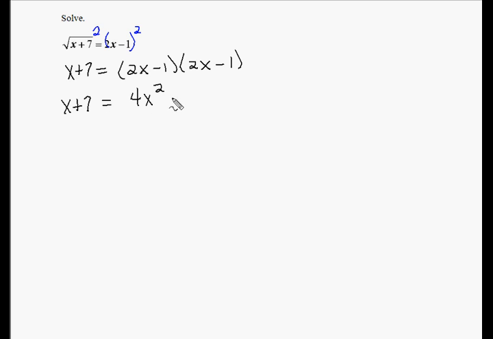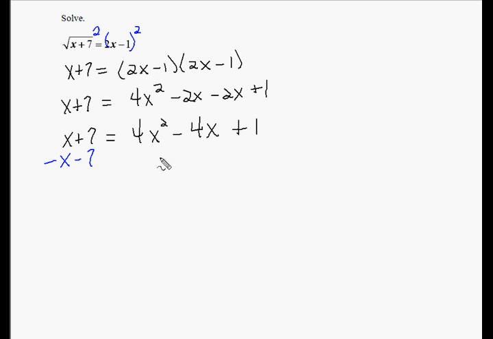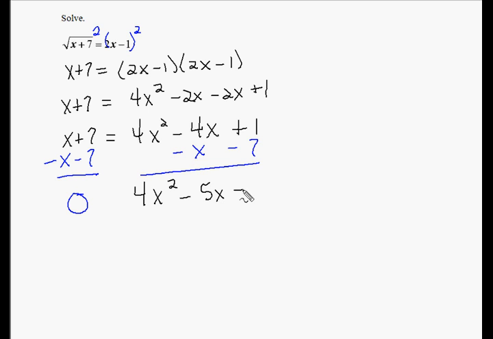4x squared minus 2x plus 1. So x plus 7 is equal to 4x squared minus 4x plus 1. Since we have x's on both sides of the equation, let's get those together, and while we're at it, we'll bring the 7 over as well, since we have two x's, and therefore we need a 0 in order to solve this equation. We have our 4x squared minus 5x minus 6 is equal to 0.